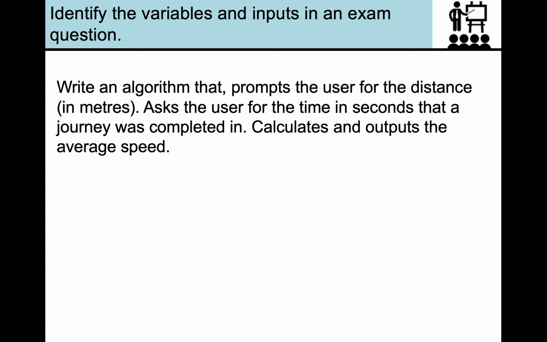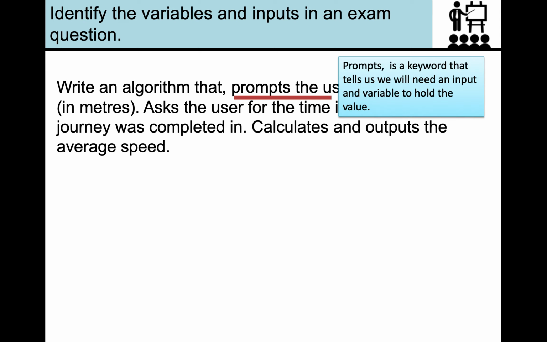So this is our last example where we're going to identify the variables and inputs in an exam question. So here we've been asked to write an algorithm that prompts the user for the distance in meters. It asks the user for the time in seconds that a journey was completed in. Calculates and outputs the average speed. Well, prompts, again, is another keyword like asks that tells us we will need an input and a variable to hold the value.